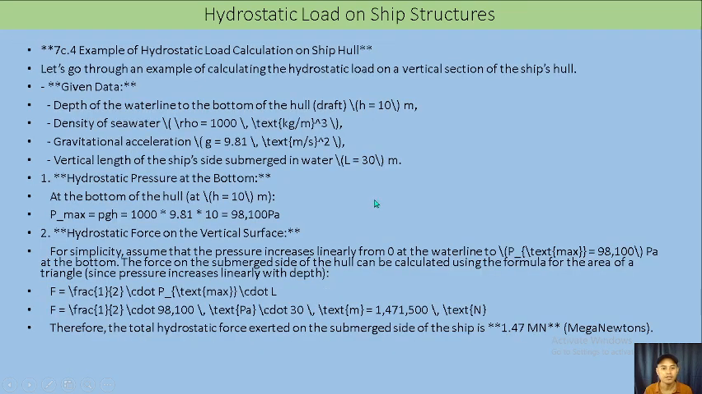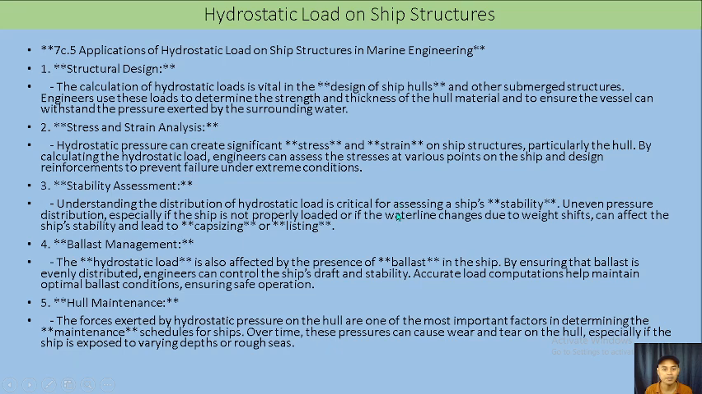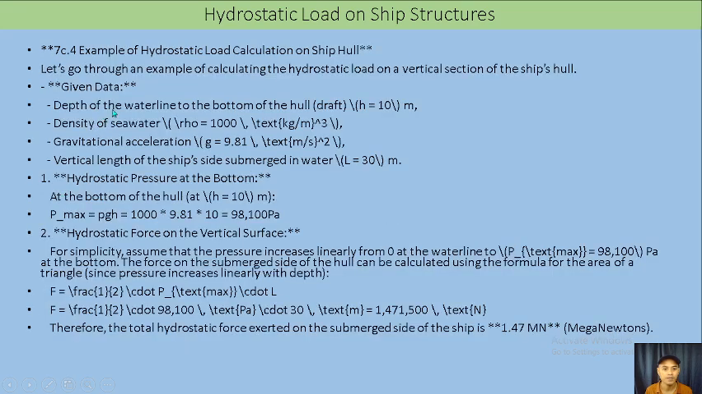Okay. So here is an example. So we have a given data. Depth of water line is 10 meter. Density of water is 1,000 kilograms. So this is seawater, so we will correct this one. This is 1025 kilogram per cubic meter. Gravitational acceleration is 9.81 meter per second squared. Vertical length of the ship submerged in water is around 30 meters. So this is the given.